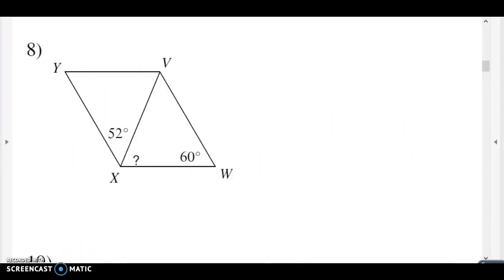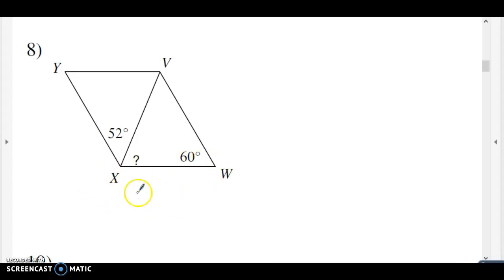Rock. Now, for number 8, we're going to be combining a few of these properties. Again, we have a parallelogram. We've known that since the beginning. We've been given one of the angles, and we're asked to find a portion of this angle. Now, we don't know if this is bisected, so we can't just assume that this one is 52. But we can use some of the properties here.